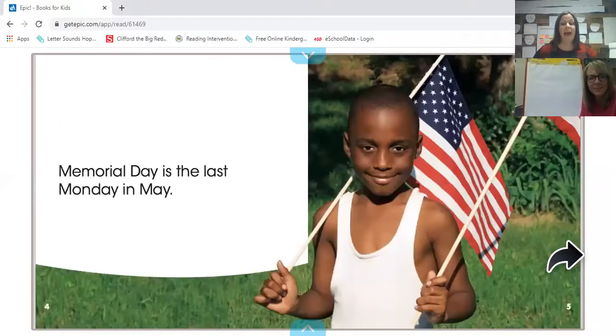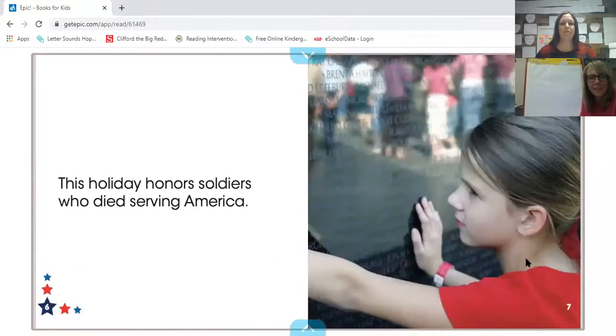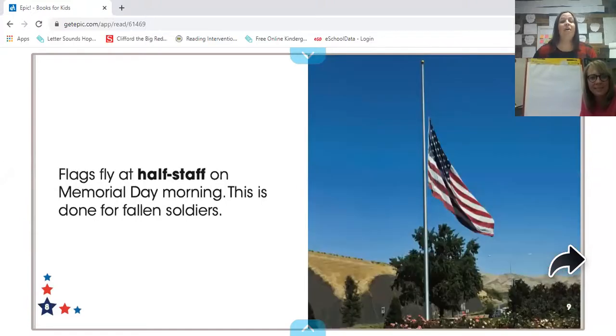Memorial Day is the last Monday in May. So remember, I told you that on Monday, it will be Memorial Day. You can see he has the American flag. This holiday honors soldiers who died serving America. Flags fly at half-staff on Memorial Day morning. This is done for fallen soldiers. So you can see normally the flag is at the top and they lower it so it kind of goes towards the middle.